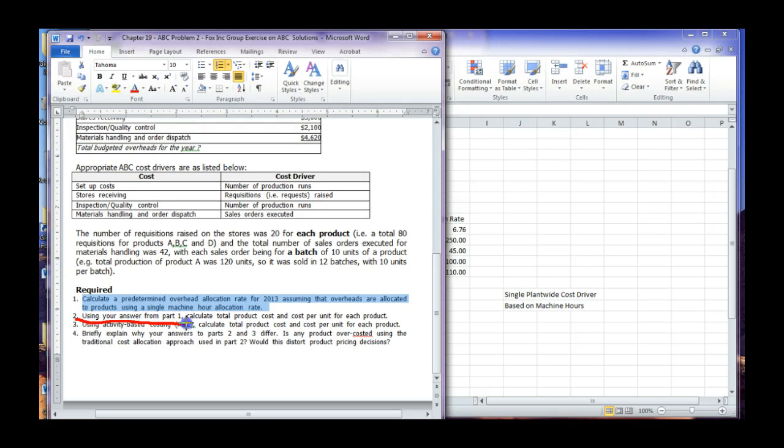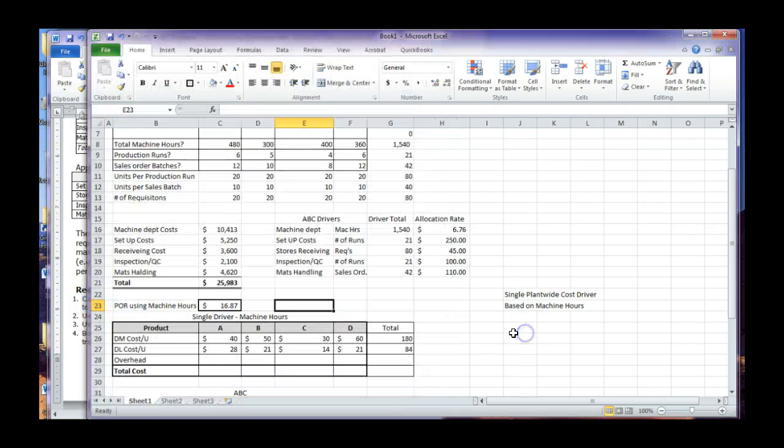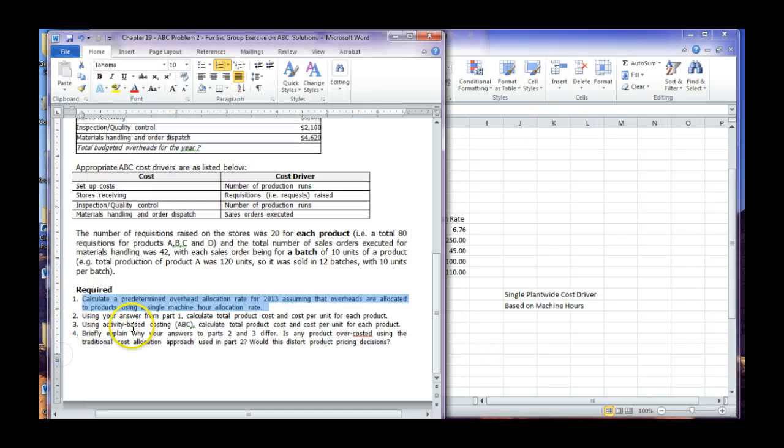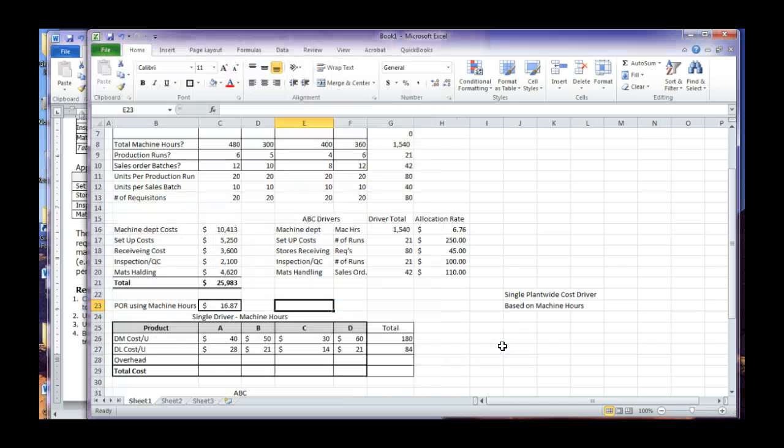All right, using your answer from part 1, calculate total product costs for each product. So what they're asking you to do here is calculate using the single plant-wide driver. So far we're ignoring ABC. Let's go here. And it's asking for total. So this is always the trick. They want total product costs. Total cost is direct materials, direct labor, and overhead. Most of our effort's going to be on overhead in the problem, and we forget about direct materials and labor. But I set you up.